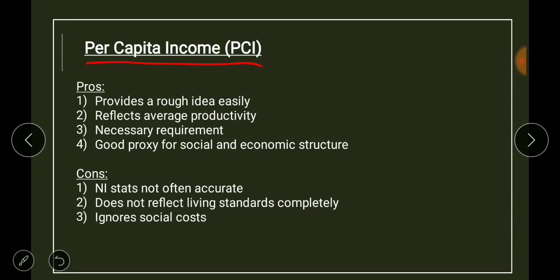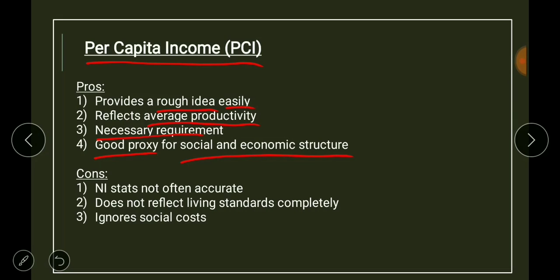So that's why it has certain advantages. Firstly, it provides a rough idea very easily. Secondly, it reflects the average productivity of a nation. Thirdly, it's the necessary requirement for the economic development of any country. And finally, it's a good proxy for social and economic structure.